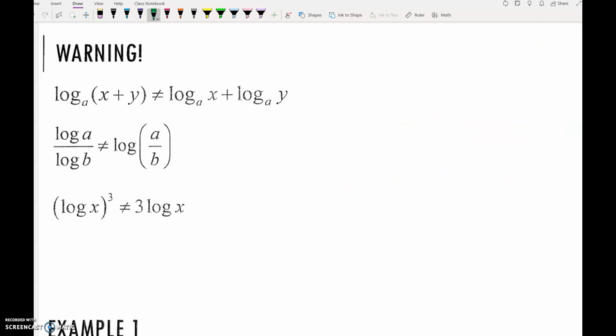Oh, there is a warning. Addition inside of the log is not the same as addition between the logs. There isn't a property for this. So if you see something like x plus y inside, you would just keep that as x plus y.